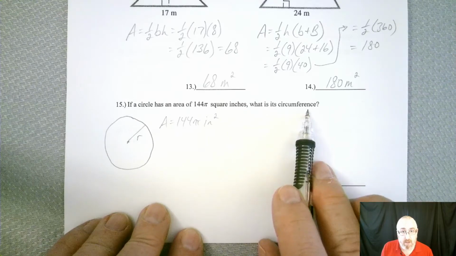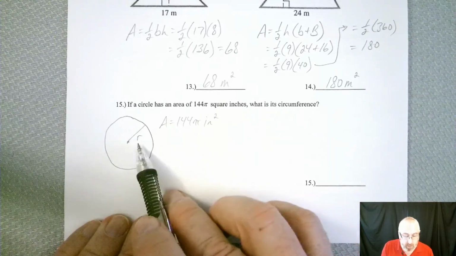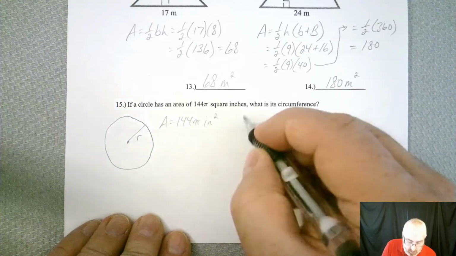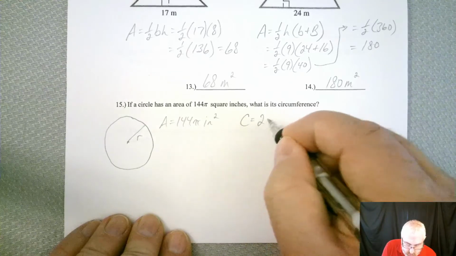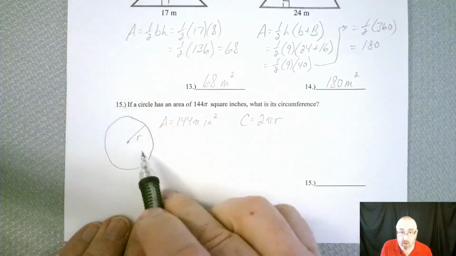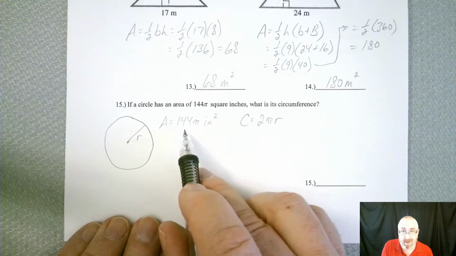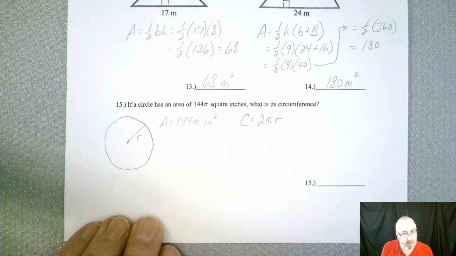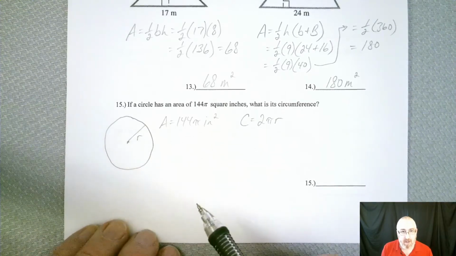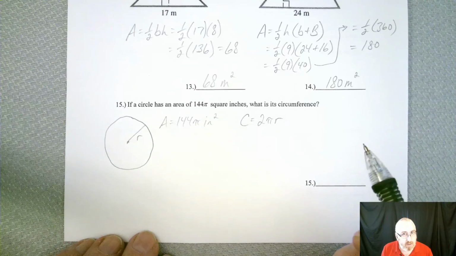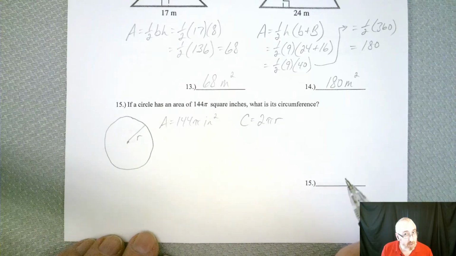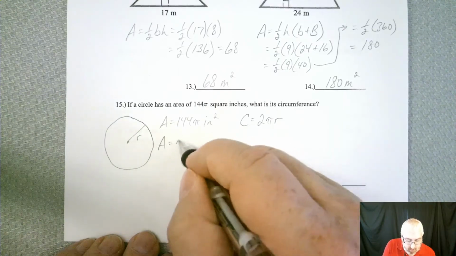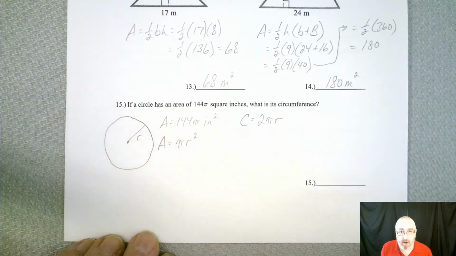What is its circumference? So if we know that we need the r, we should probably make sure we use the right formula for circumference with the r. So we know that C equals 2 pi r. So once we know what the r is, we can use that same r in here to get the circumference. So now the question is how do we get this r? What else do we know about area of circles? What's the formula? Remember, if we have a circle, A equals pi r squared.